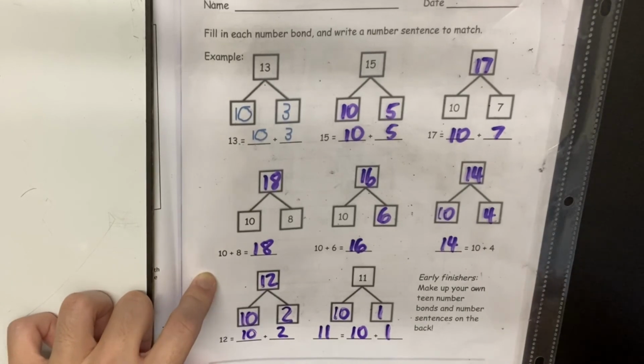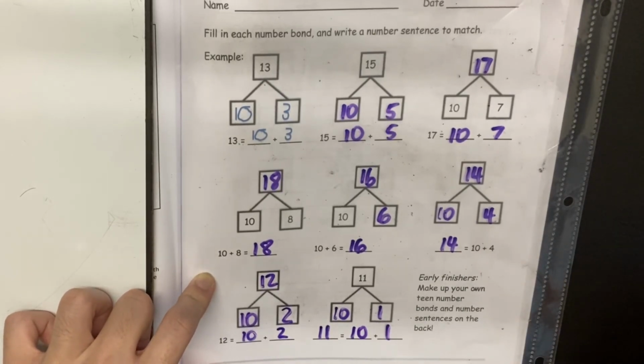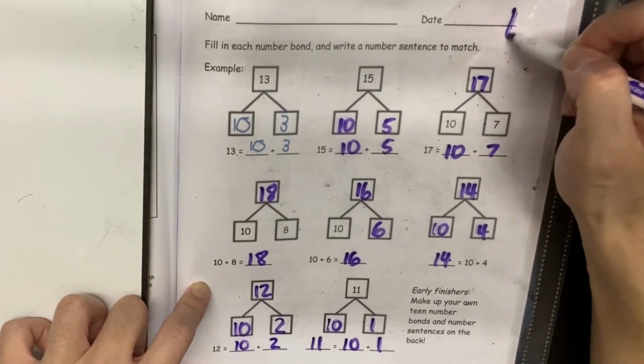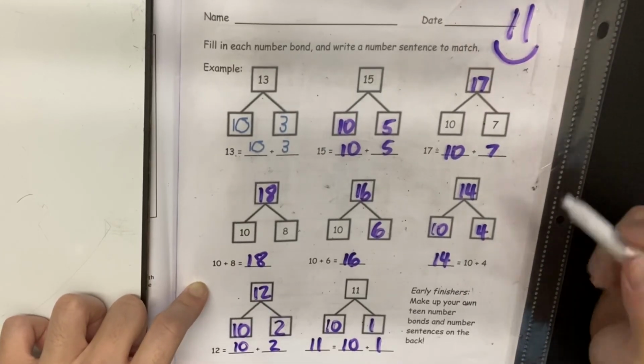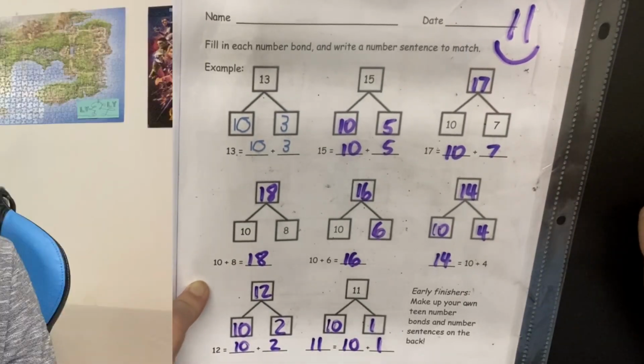So if you got everything right today, you guys did such a great job, and you can give yourself another happy face at the end because you did so awesome. If I had a sticker, I would give it to you. Great job using those number bonds and number sentences to represent teen numbers today. You guys did so great. I'm so proud of you.